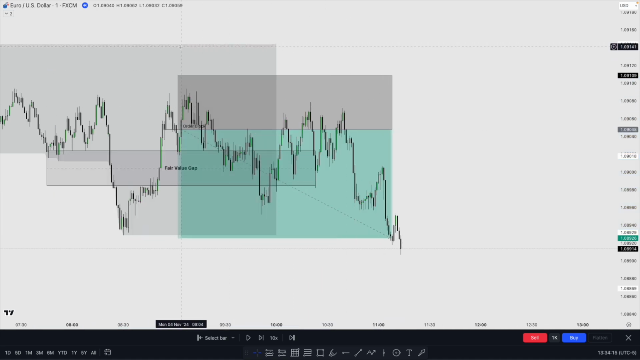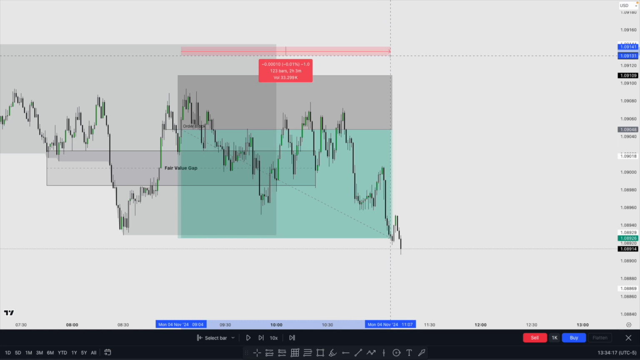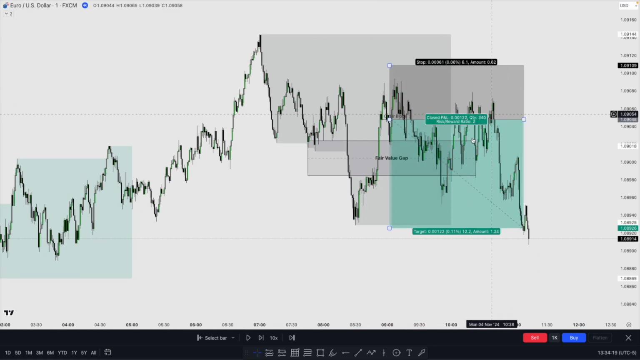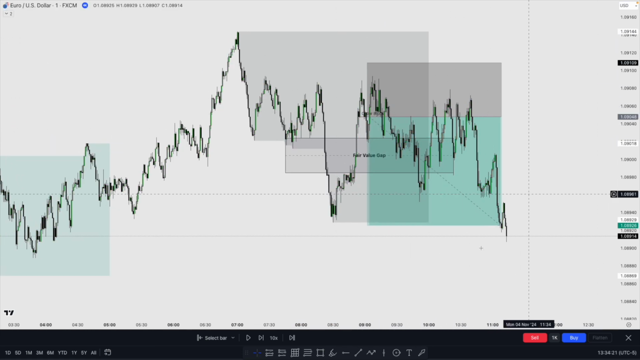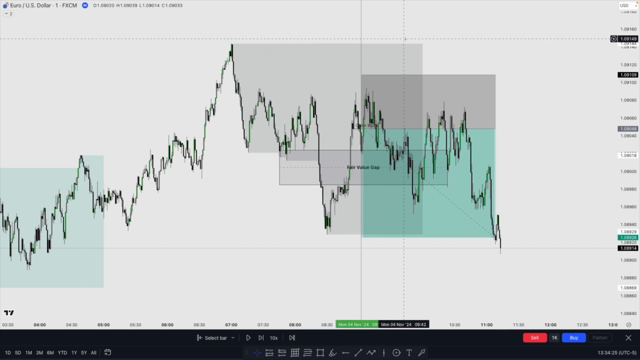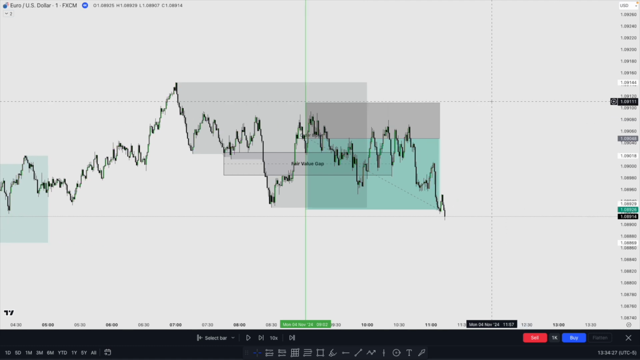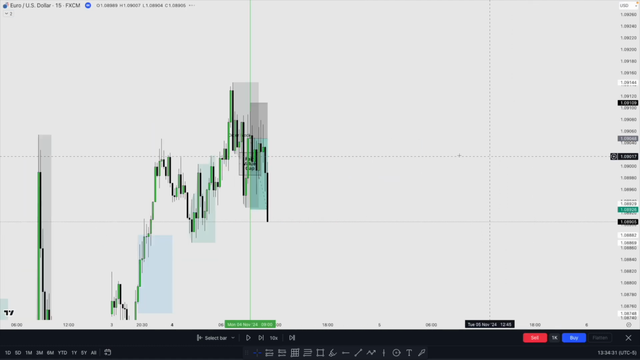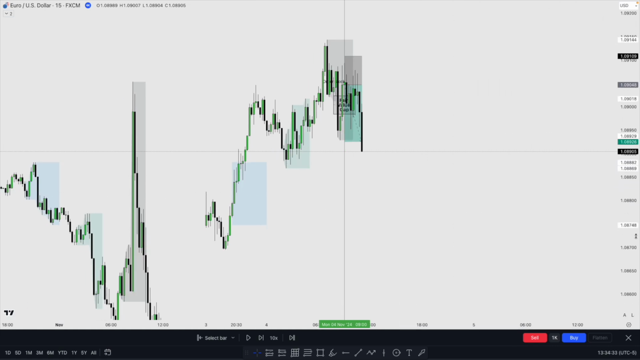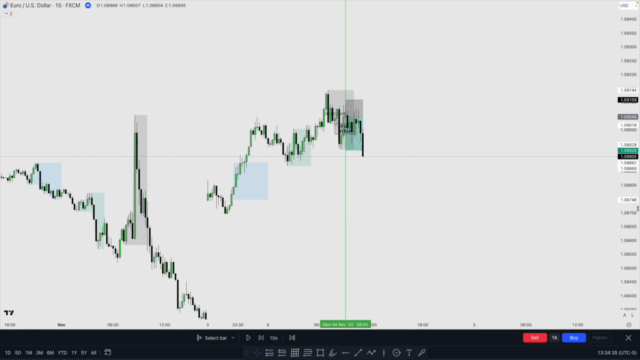This trade took a while. It took 2 hours to play out, and you had one winning trade. So let's mark this winning trade with a green line to signify a winning trade. We go back to the 15-minute time frame, and we wait for the following day.